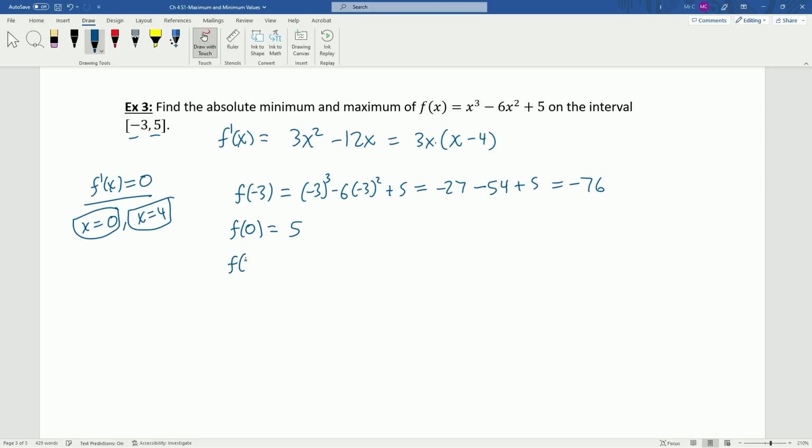And then we have f of 4. Okay, what's f of 4? We get 4 cubed minus 6 times 4 squared plus 5. That's 64 minus, so this is 16 times 6. So 16 times 5 is 80, so 96. This is going to be 64 minus 96 plus 5. This would be a -32 plus 5. That would be -27.